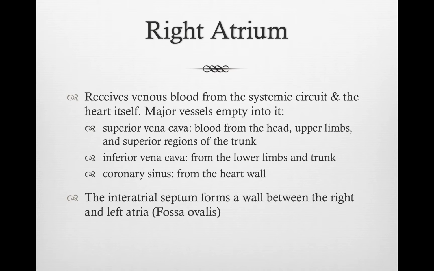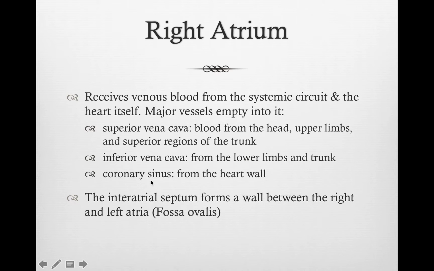It's going to take blood from the inferior vena cava, and that's going to be bringing blood back up from the lower limbs and the trunk. And then finally, it's going to be collecting blood from the actual heart wall itself, and that is through a vessel we call the coronary sinus. So all three of these vessels ultimately are going to dump into the right atrium, and they're all dumping deoxygenated blood.